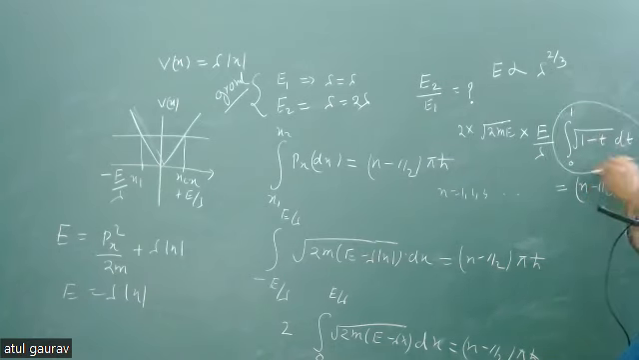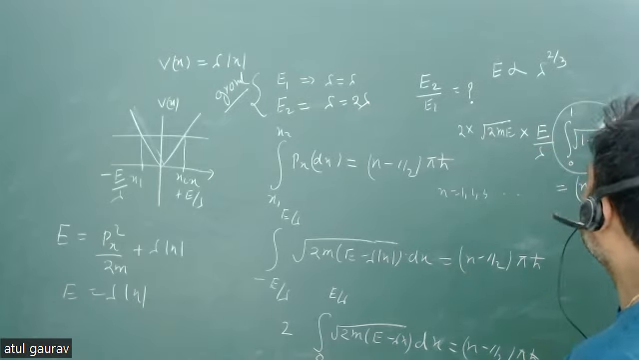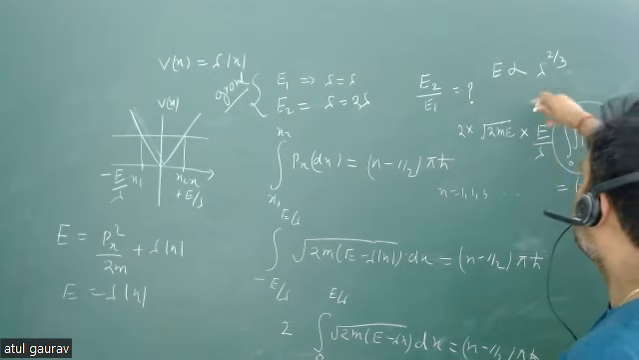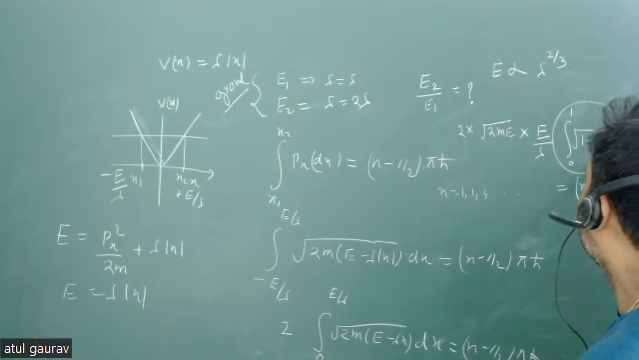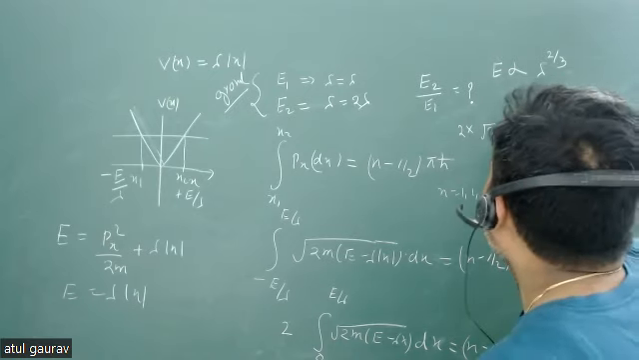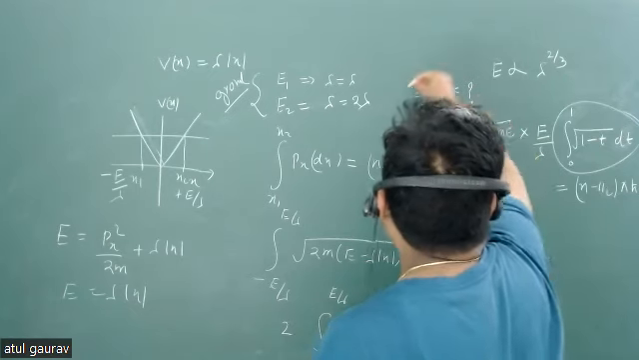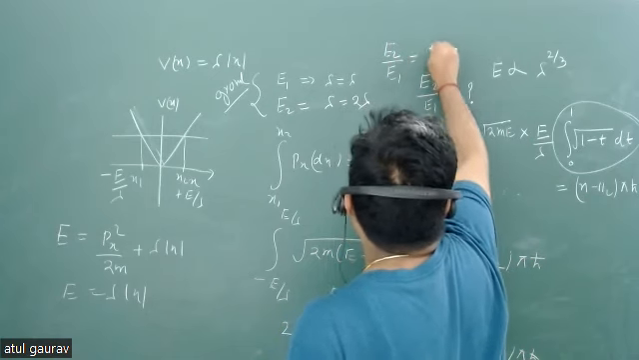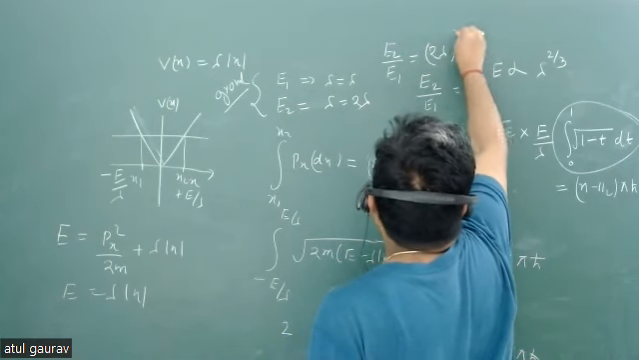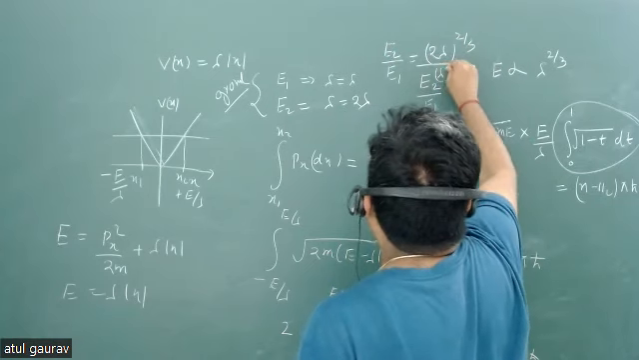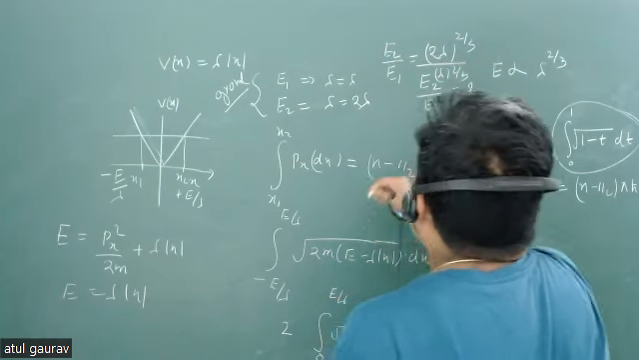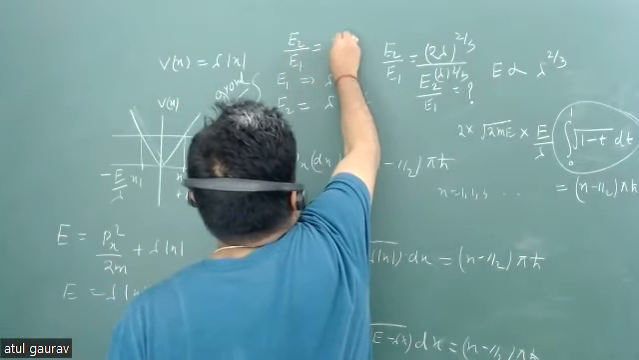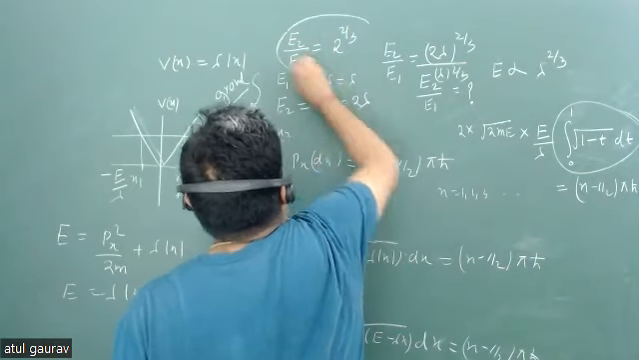And there is no need to do this integration, because this is a dimensionless quantity, so this will be some fraction, don't worry. And E to the power 3 by 2 is proportional to lambda, isn't it? When lambda goes to this side. So if we want to calculate this, then e2 upon e1 is equal to 2 lambda to the power 2 by 3 by lambda to the power 2 by 3. So e2 by e1 is equal to 2 to the power 2 by 3.